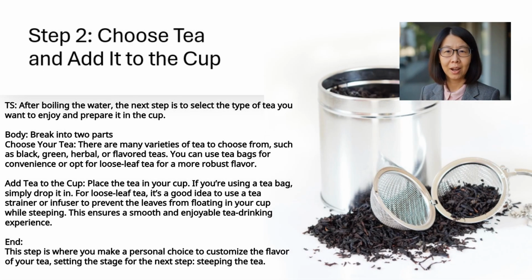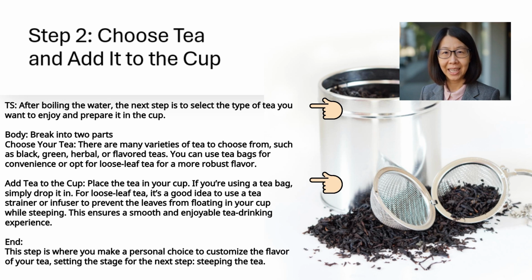After boiling the water, the next step is to select the type of tea you want to enjoy and prepare it in the cup. Choose your tea. There are many varieties of tea to choose from, such as black, green, herbal, or flavored teas. You can use tea bags for convenience or opt for loose leaf tea for a more robust flavor. Add tea to the cup. Place the tea in your cup. If you're using a tea bag, simply drop it in.